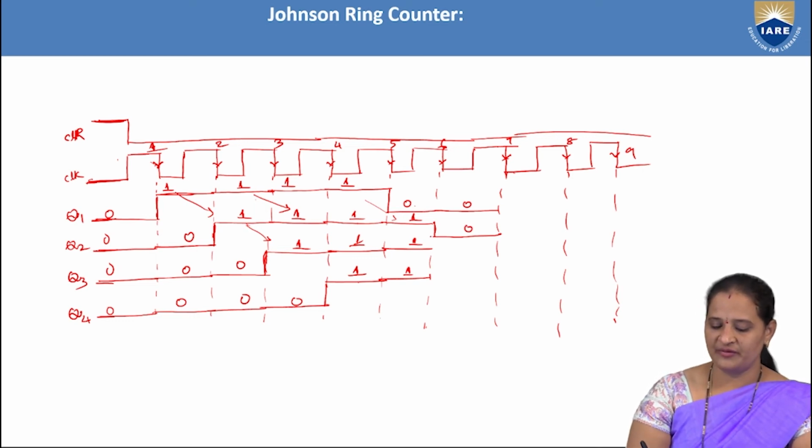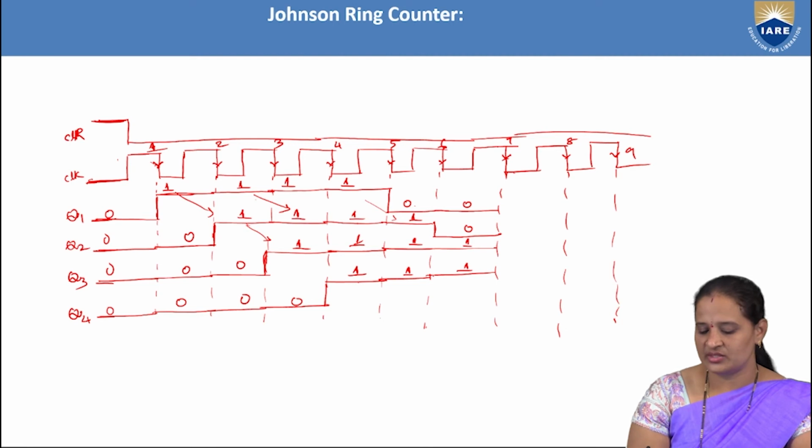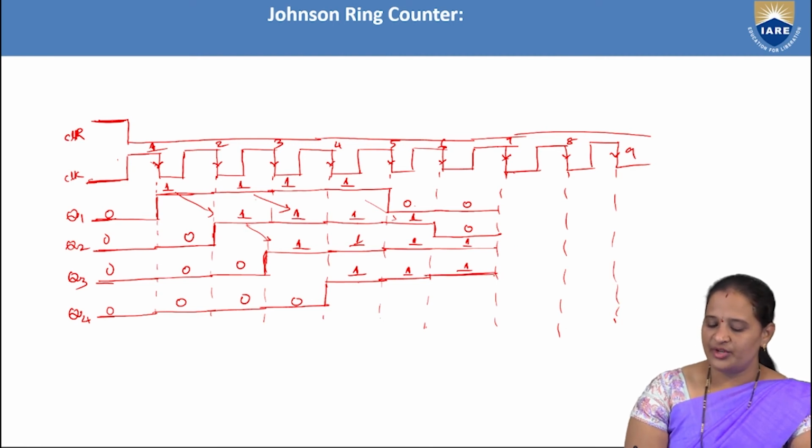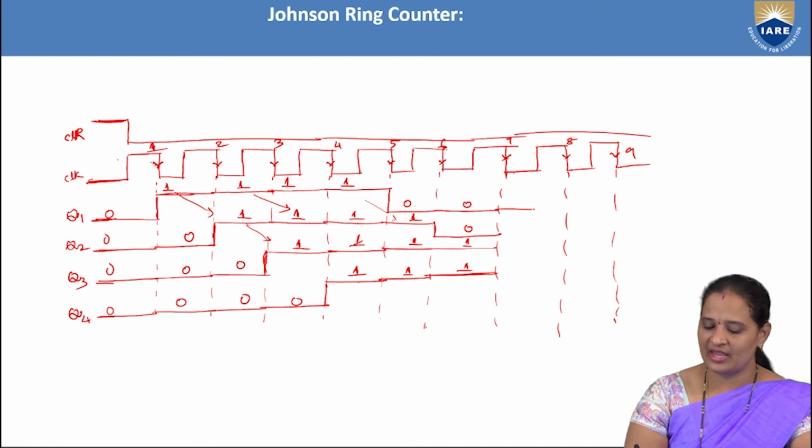So now in the 5th clock pulse, the state of the counter was 0, 1, 1, 1. Now this one will be pushed here. So this is 1 and this remains 1. Now during the next clock pulse, what happens? This one is complemented and again pushed here. So it remains in the 0 state.